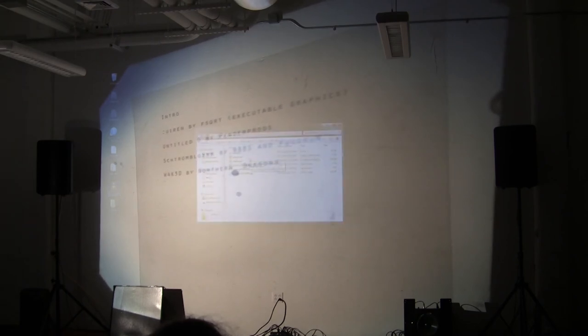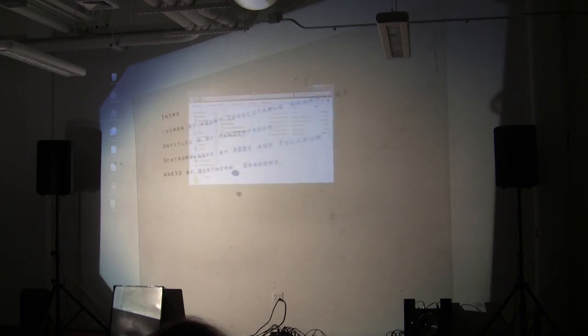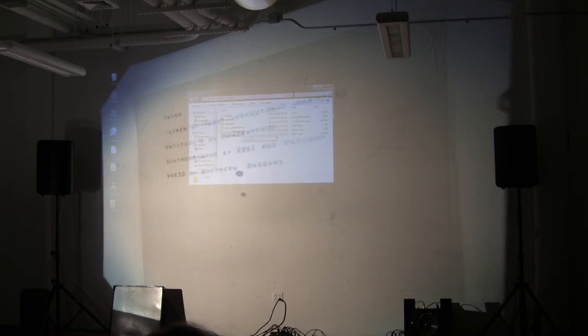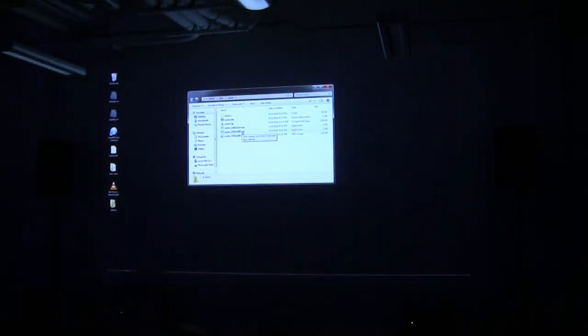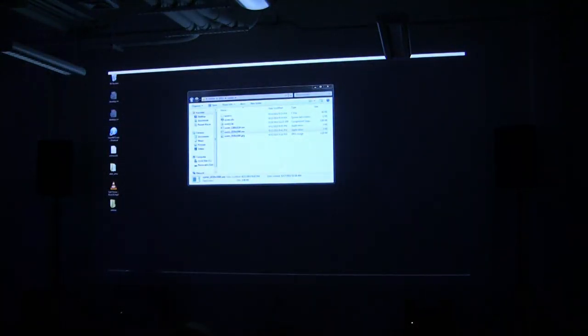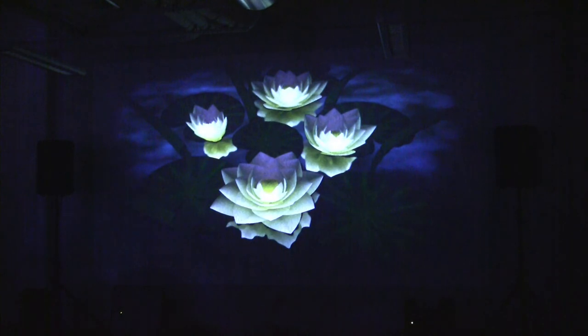First, an executable graphic, because this was the only executable graphic we had. An executable graphic is a graphic that runs on the computer. This is a 3K, written by F squared, as you can see there on the screen. For those not in the know, that wasn't made in Photoshop, that was drawn with code.